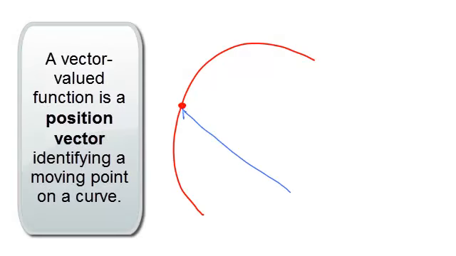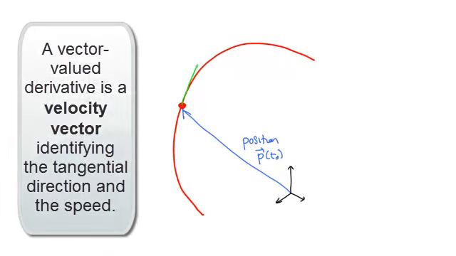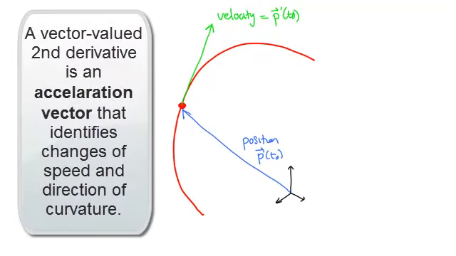You have some curve. You have a point in question, and this point is represented by a position vector, p of t, say. And this vector is footed at the origin. At this point, you'll have a velocity. So the velocity vector is the derivative. You also have an acceleration vector, which is the second derivative.